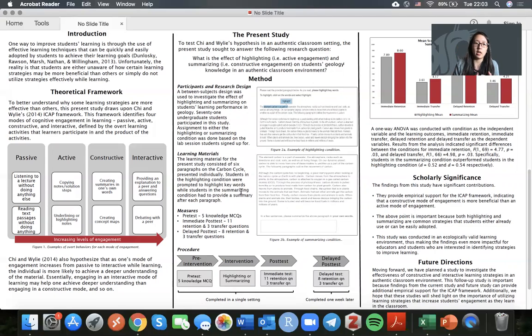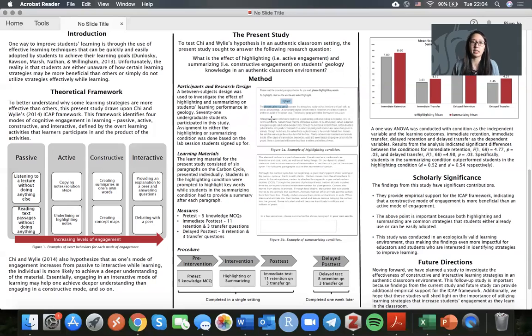So basically, Chi and Wiley hypothesized that as you move from passive to active to constructive and interactive, your levels of engagement increase, and as a result, you are more likely to develop a deeper understanding of the material. So to test Chi and Wiley's hypothesis in an authentic classroom setting, the present study sought to answer the following research question. What is the effect of highlighting, which is an active strategy, and summarizing, a constructive activity, on students' geology knowledge in an authentic classroom setting?